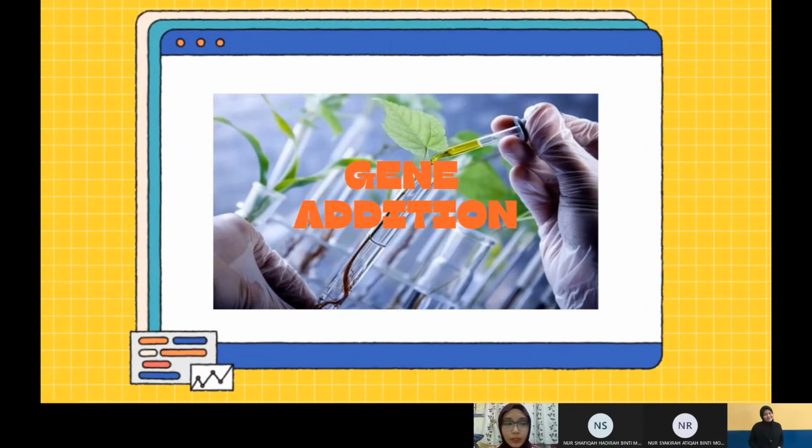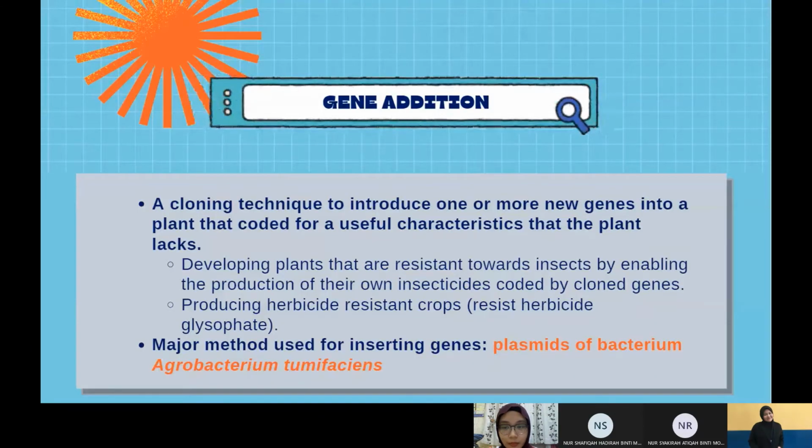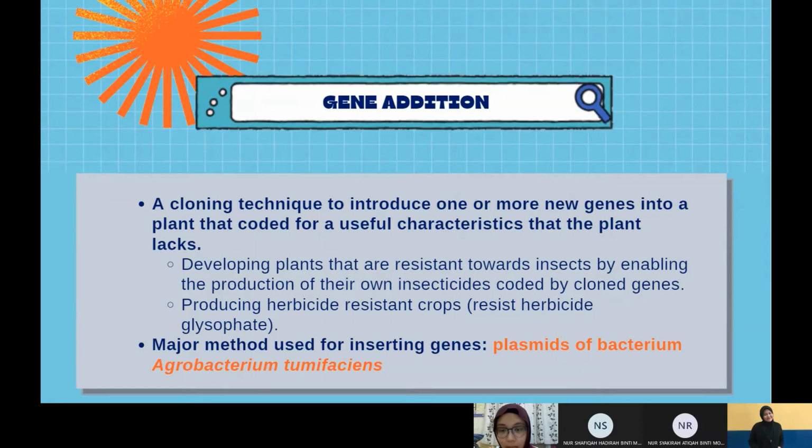We will now talk about one of the techniques of gene cloning, which is gene addition. As mentioned by Ms. Misha before, it is a cloning technique to introduce one or more new genes into a plant that code for useful characteristics that the plant lacks. For example, developing plants that are resistant towards insects and production of herbicide-resistant crops.